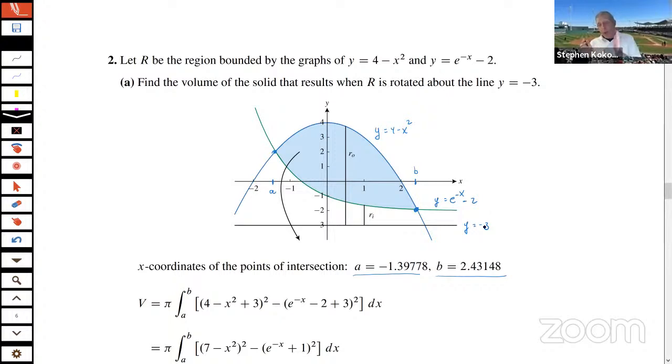I notice that both of these radii are perpendicular to the x-axis. So that says to me that this has got to be an integral with respect to x. And now I've got to find expressions for the outer radius and the inner radius. Here we go. Here's the pi out in front.